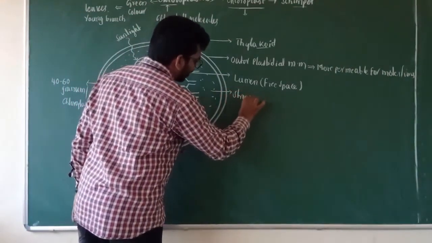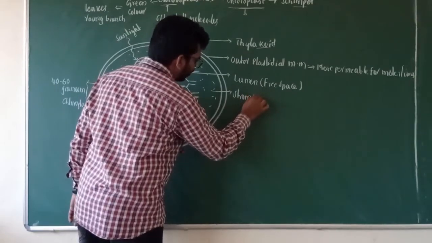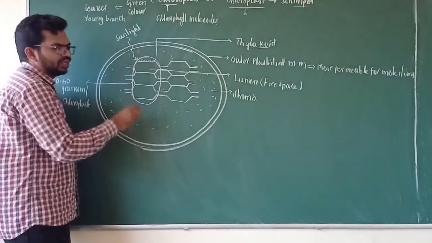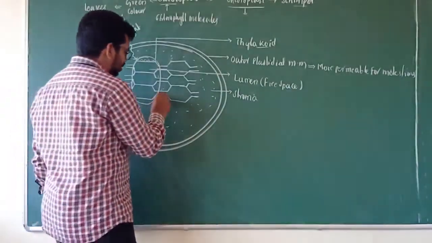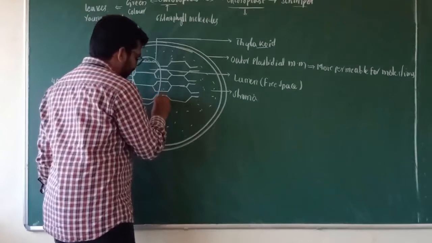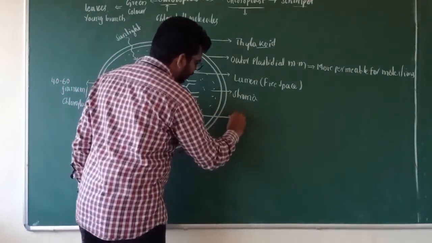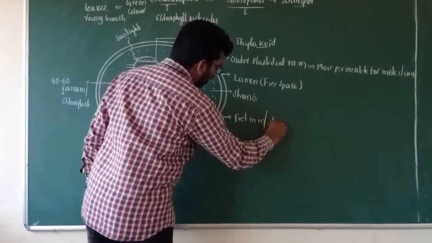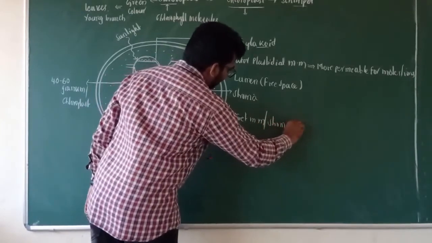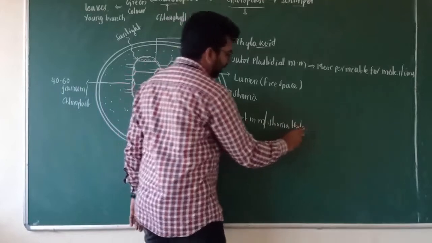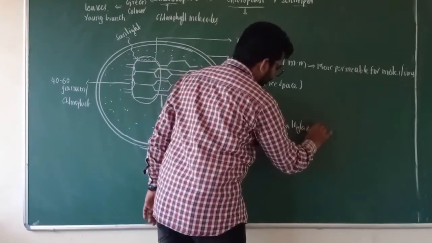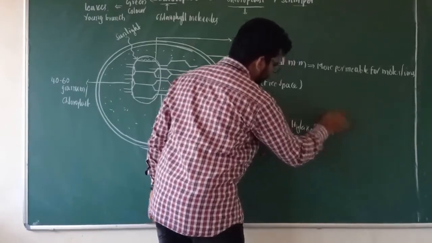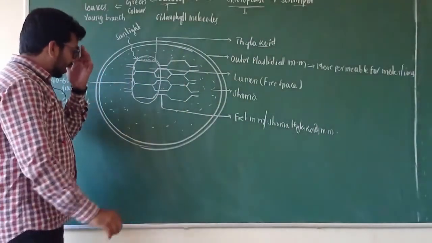That's why the membranes of thylakoid which have contact with the stroma we call stroma thylakoid. This I can take as Fret membrane or stroma thylakoids, thylakoid membrane.